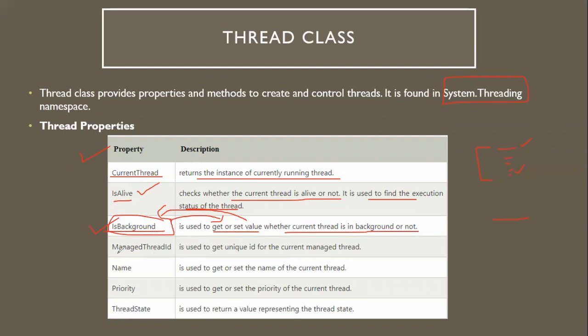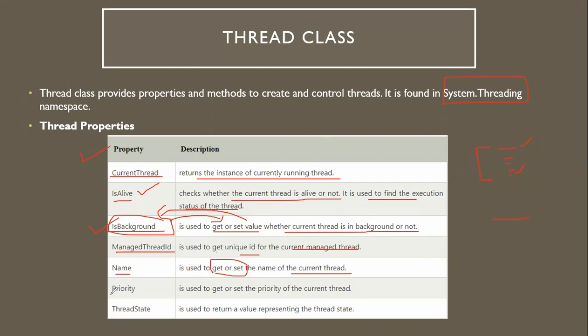All right, ManagedThreadId. It is used to get the unique ID for the currently managed thread. So it gets the ID of the current managed thread. The Name property is used to set the name or get the name of the current thread.